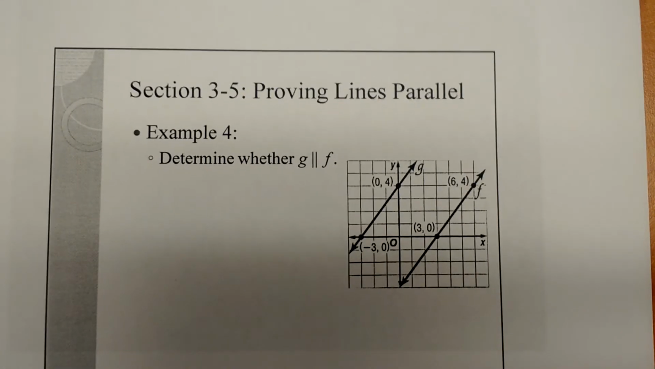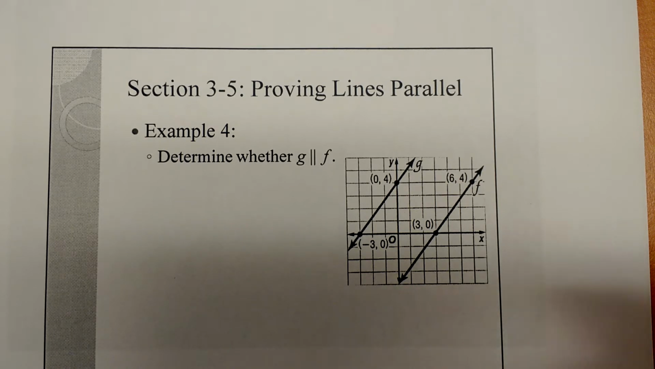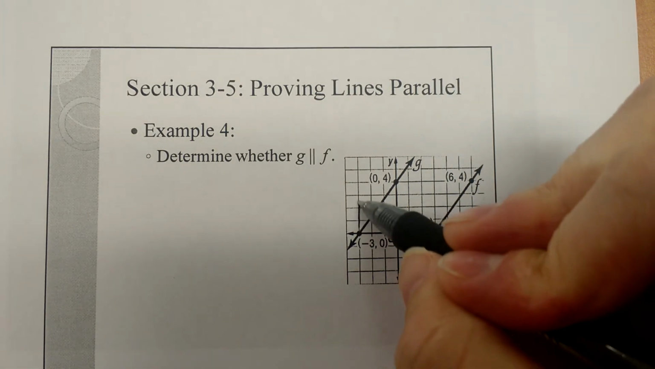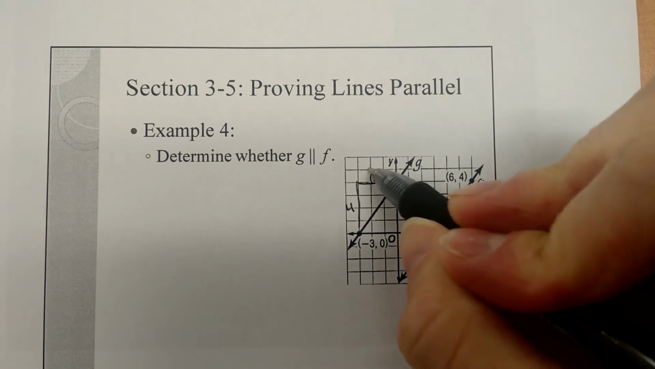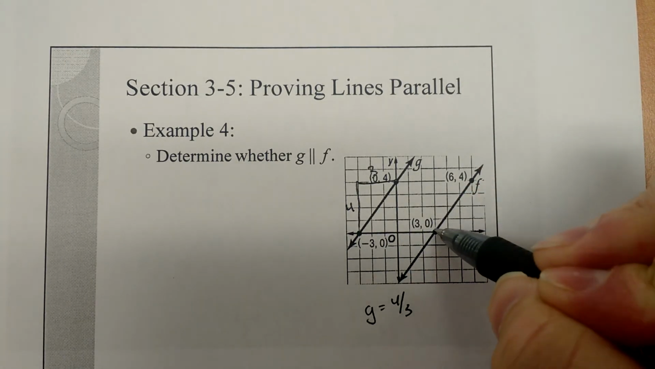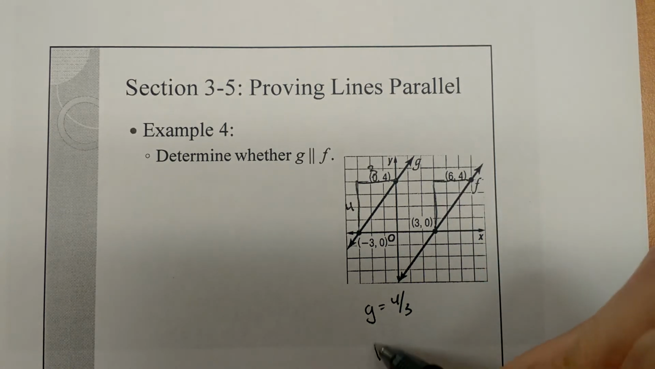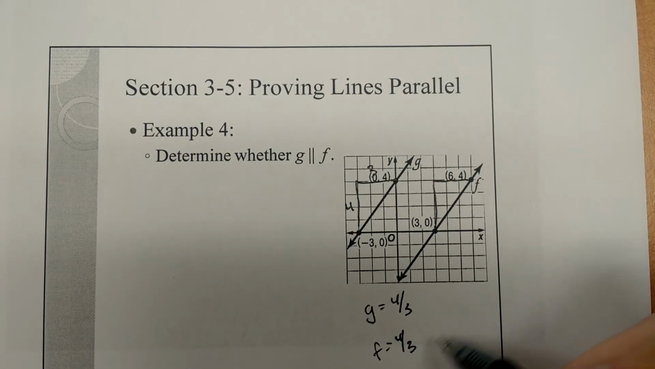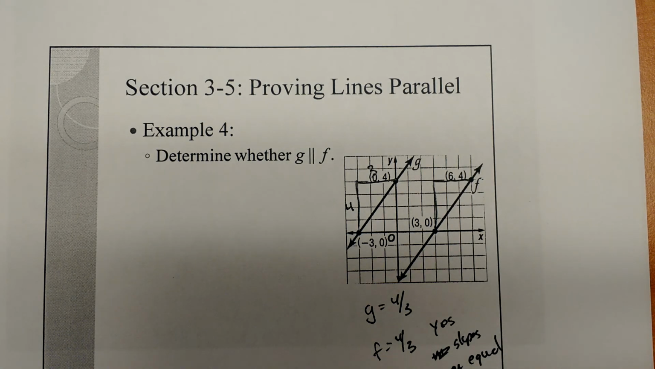Example 4 here, determine whether G is parallel to F. So to do that we need their slopes. So for G, the slope is up 4 and over 3. So for line G it's 4/3. For line F it's up 4 and over 3. So yes. Slopes are equal. That's how I know they're parallel. Oh, and that's the end.